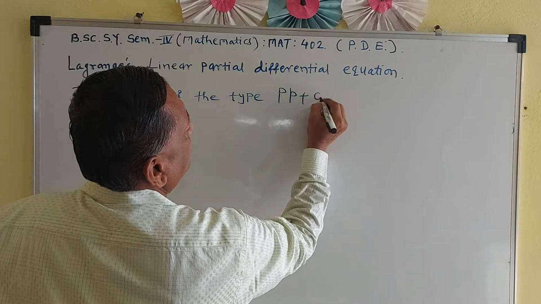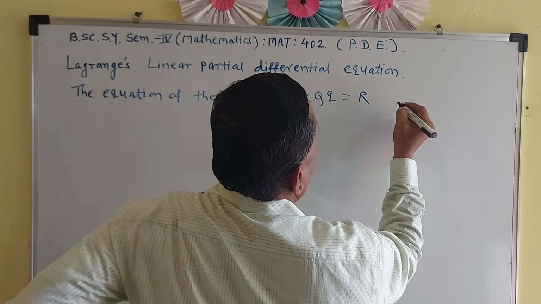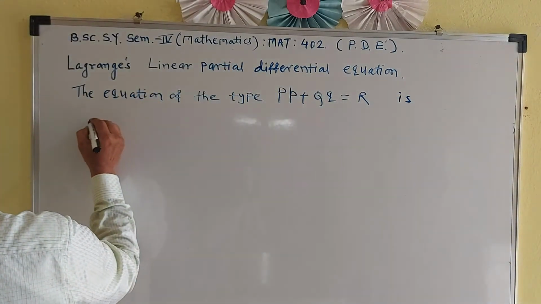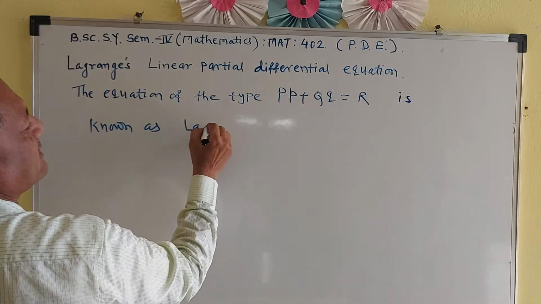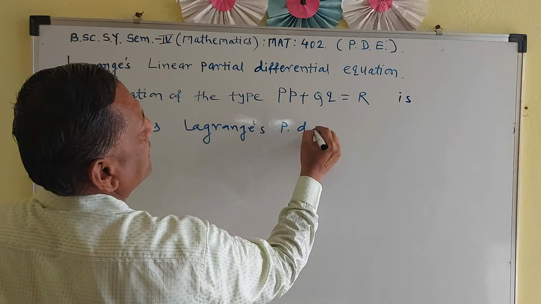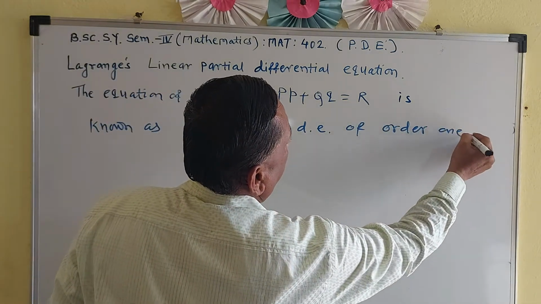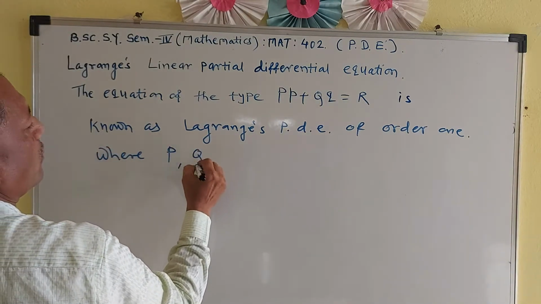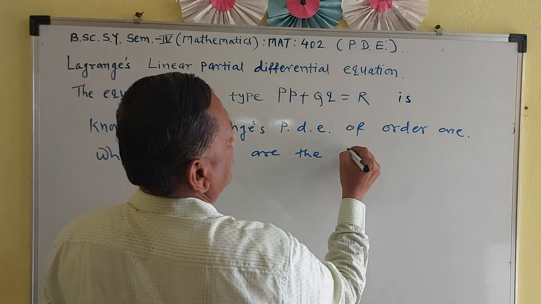Pp + Qq = R is known as Lagrange's partial differential equation of order 1, where P, Q, R are the functions of x, y, z.